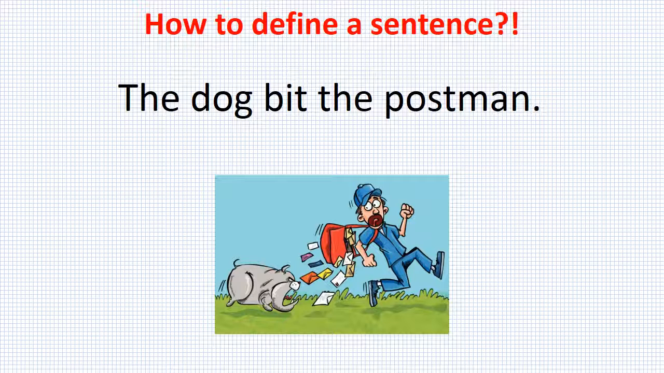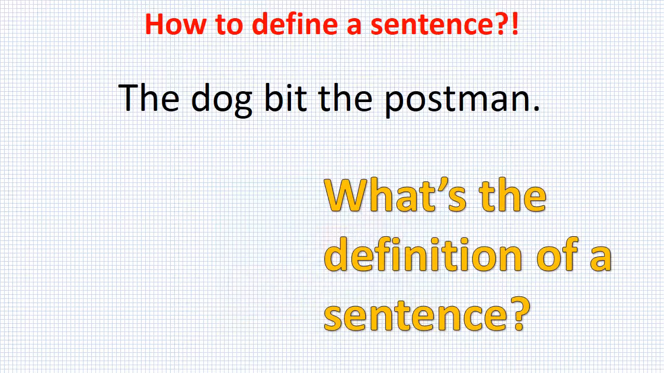So let's go back to the dog and the postman. Say we want to add more information. Now, it's useful at this stage to consider the definition of a sentence. How do we know when to finish a sentence and start a new one? In my view, a sentence must fit two criteria.